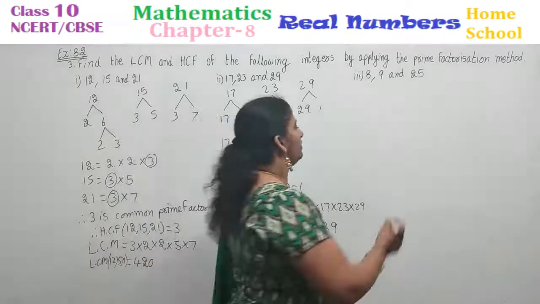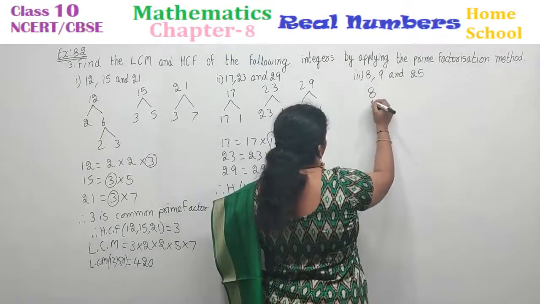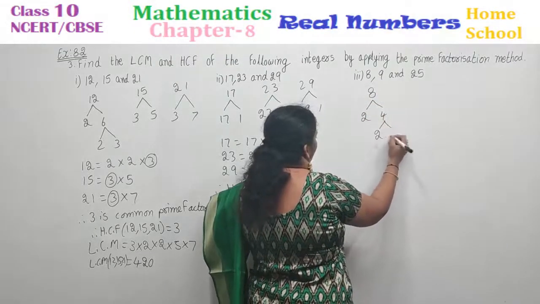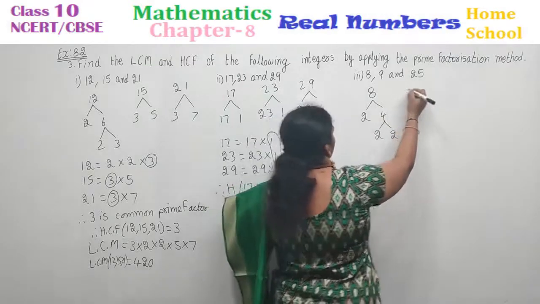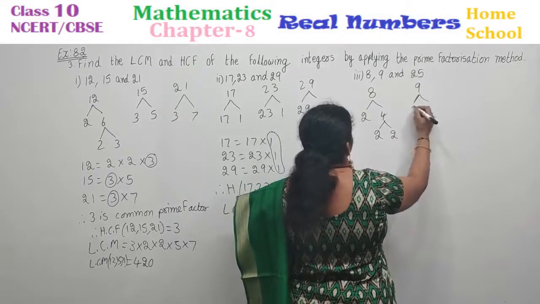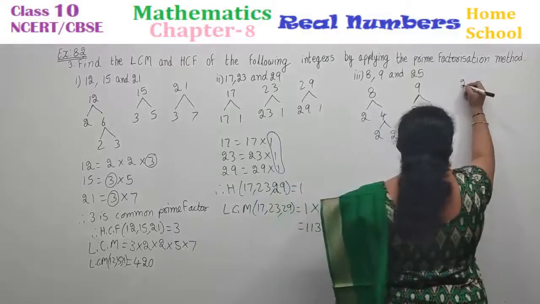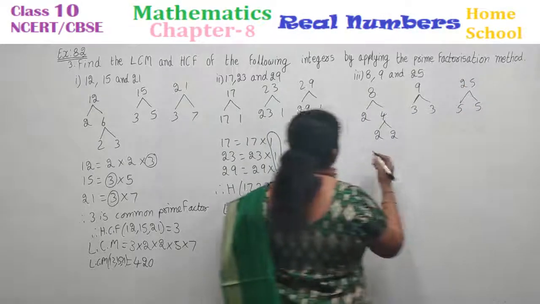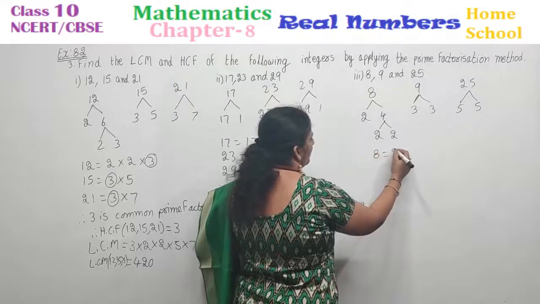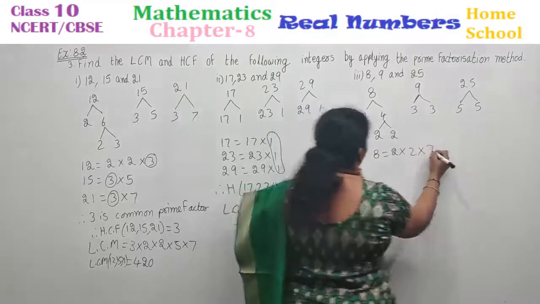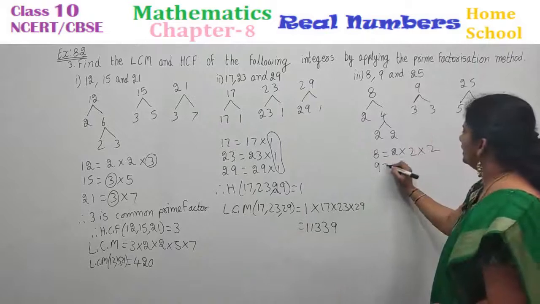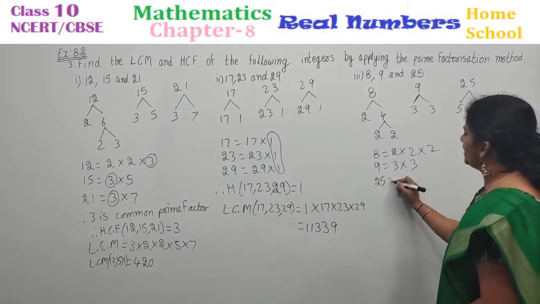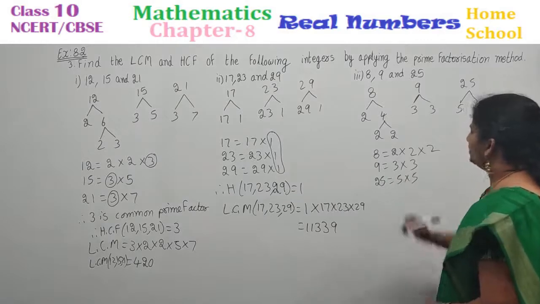8, 9, 25. Split into prime factors. 2 fours are 8. Again, this 4 can be split as 2 into 2. And now 9, 3 threes are 9. 5 fives are 25. Rewrite this. 8 equal to 2 into 2 into 2. And 9 equal to 3 into 3. 25 equal to 5 into 5.